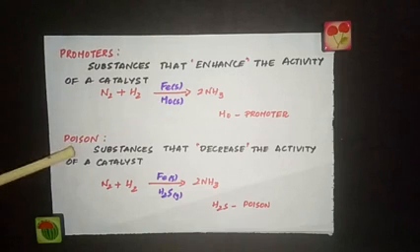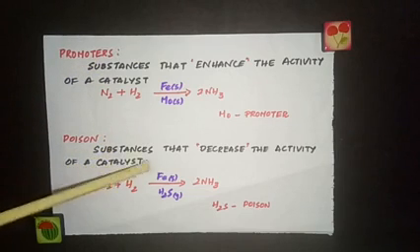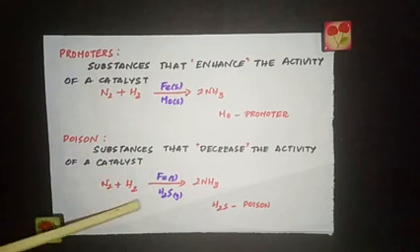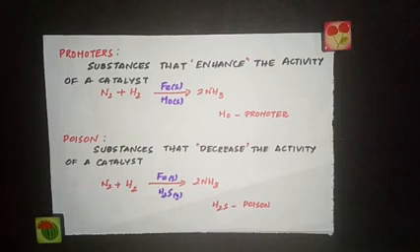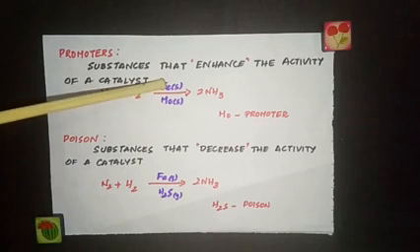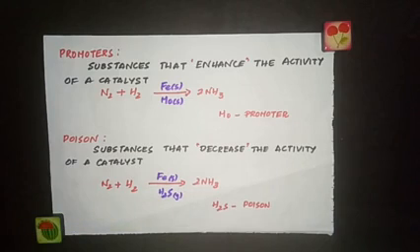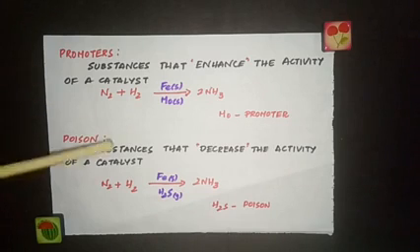Same way the term poison, it is just the opposite of promoter. It is the substance that decreases the activity of a catalyst. For example, the same reaction, Haber's process, you can take. Here iron is the catalyst, and I told you molybdenum enhances the activity of iron, so it is called the promoter. But when you add H2S gas, it will decrease the activity of the iron. So we call H2S the poison because it's poisoning the chemical reaction and preventing it from happening by decreasing the activity of a catalyst. So we call these substances poison.